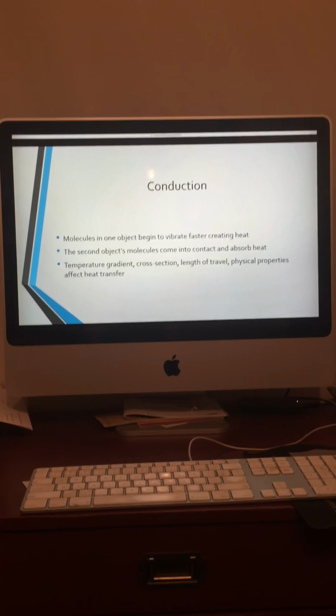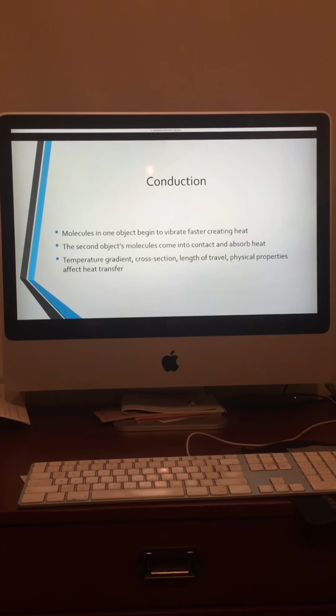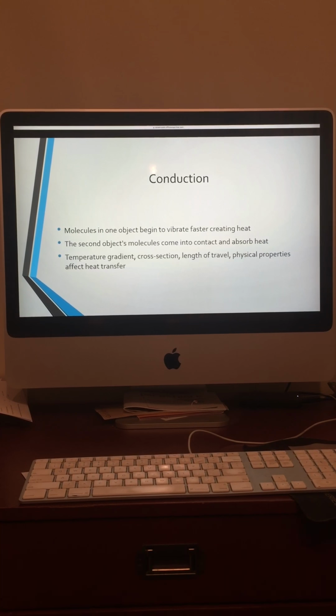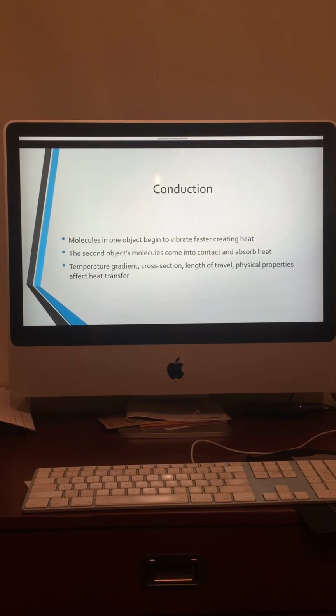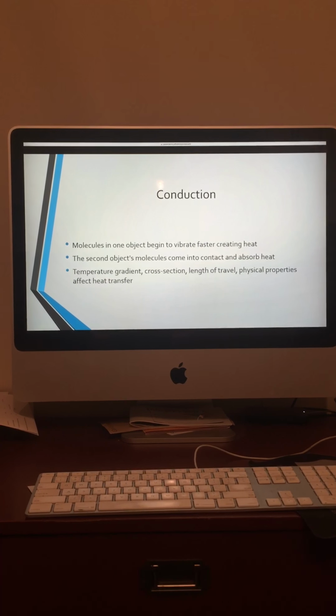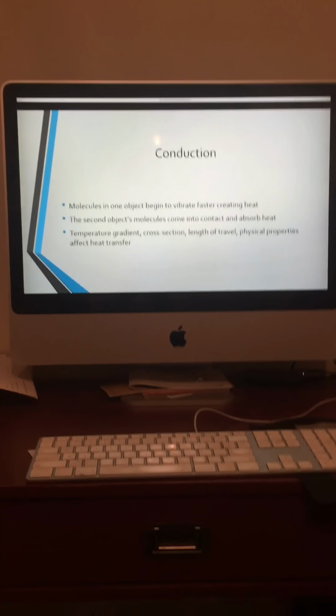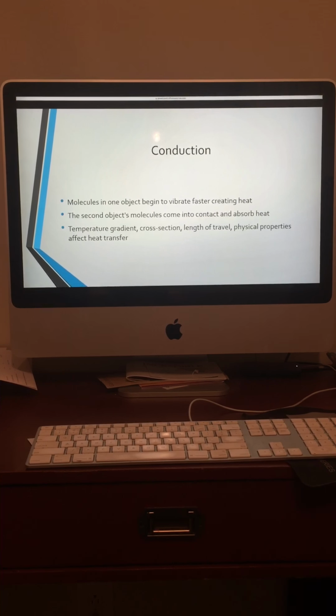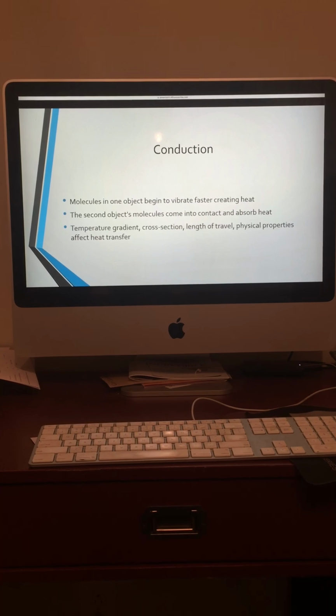The length of travel: how far away are the molecules from each other? Is the hand near a pole, or is my hand grasping a pole? That's the distance. And physical properties can affect heat transfer. Metals conduct heat very well. Objects like rubber and other organic substances do not transfer heat well.